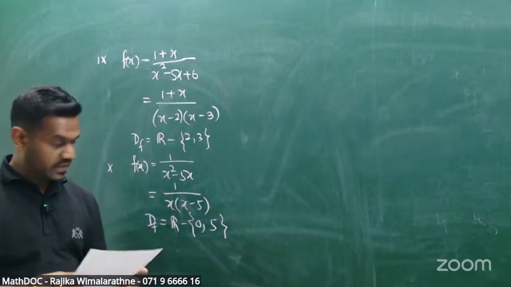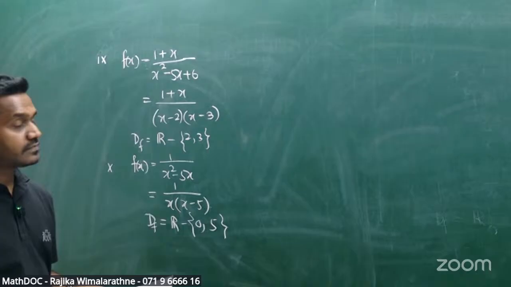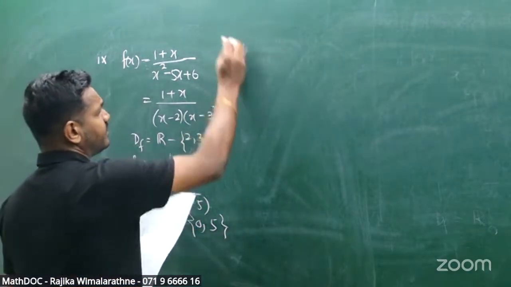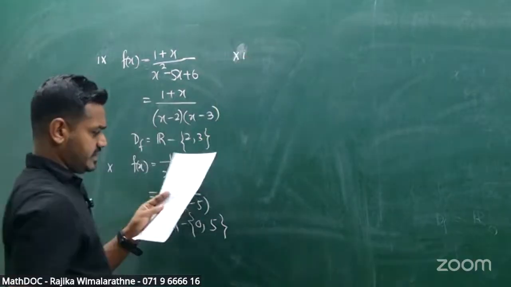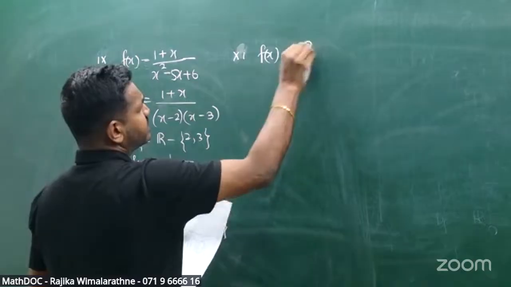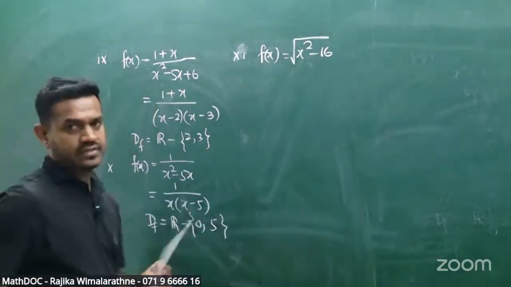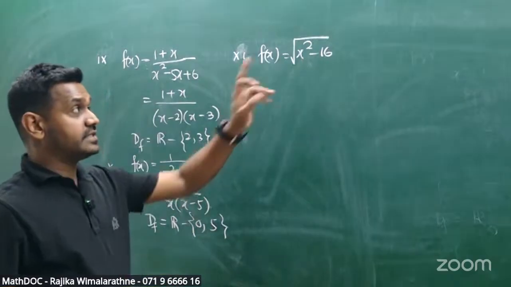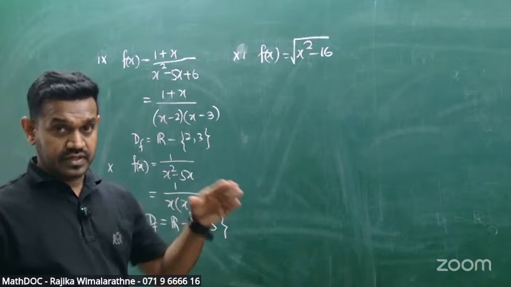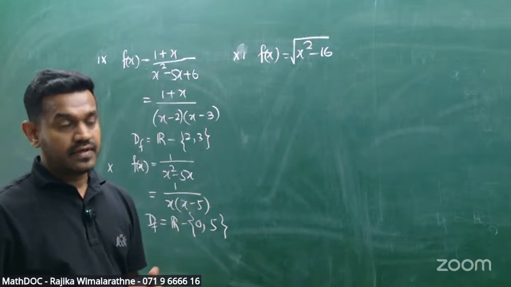That is question number 10. Do with me. Then question number 11. Here f(x) = √(x² - 16). So we have an irrational relation. When we have an irrational relation, you have to remove the values that make the expression within the square root negative.